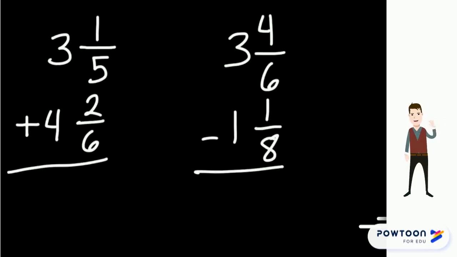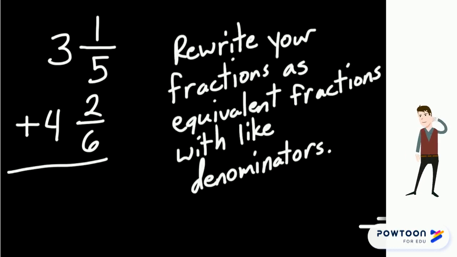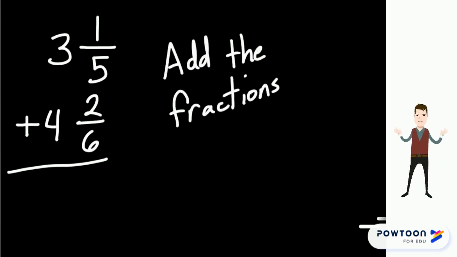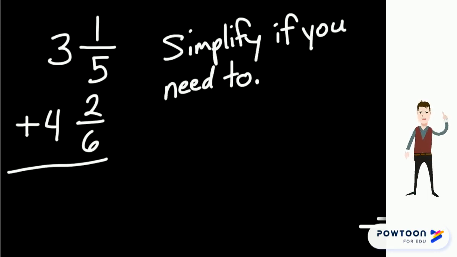Hello class, welcome back. Today we will be adding and subtracting mixed numbers with unlike denominators. Let's start with adding mixed numbers with unlike denominators. The steps are similar to what we did for lesson 7. First, we rewrite the fractions as equivalent fractions with like denominators. The second thing we do is add the fractions, and then we add the whole numbers. Finally, we simplify if we need to.